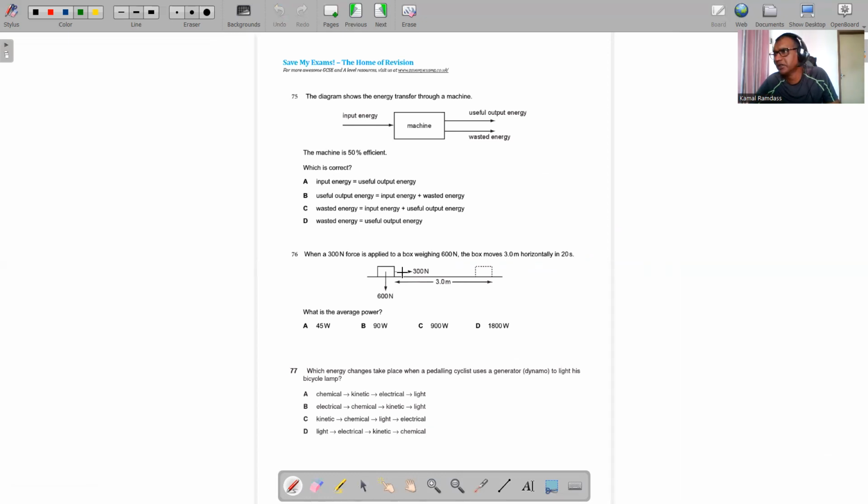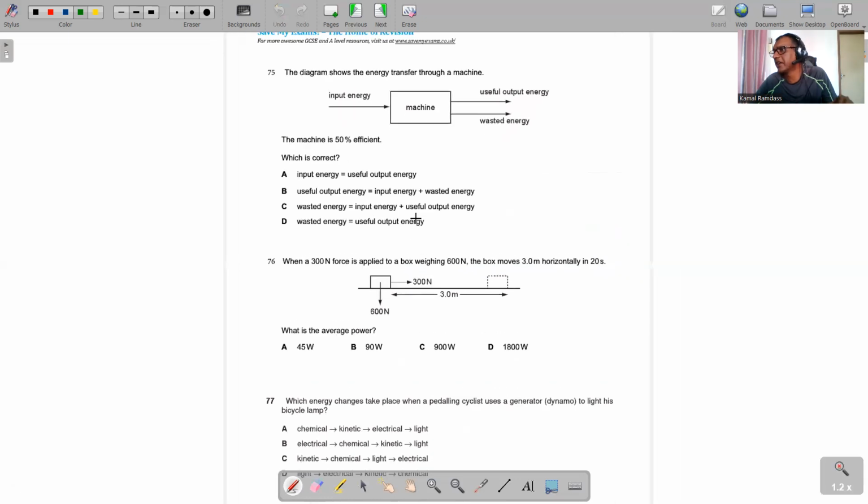The diagram shows the energy transfer through a machine. Machine is 50% efficient, which is correct. Et ça est là bien égal. Wasted energy is equal to useful output energy. Là, il pour 50%.